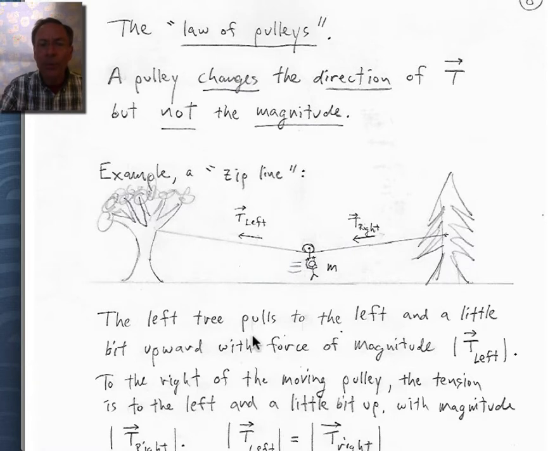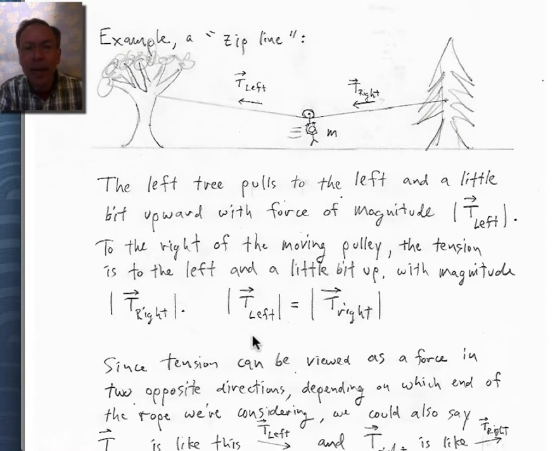So the thing is that the tension on the left side and on the right side are equal in magnitude, even though their direction is a little different. Okay.